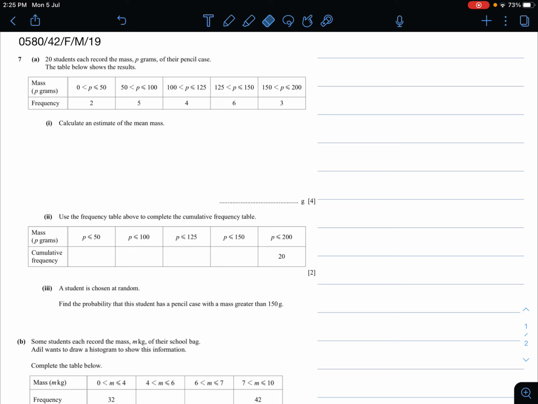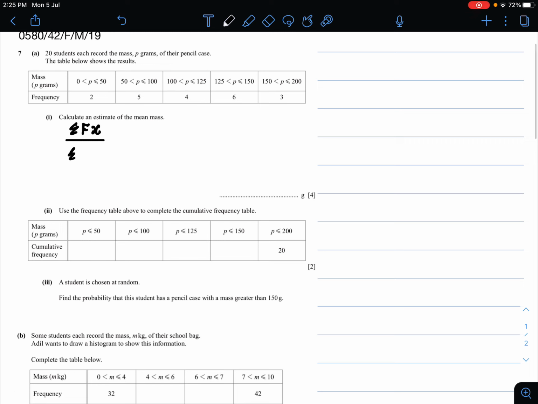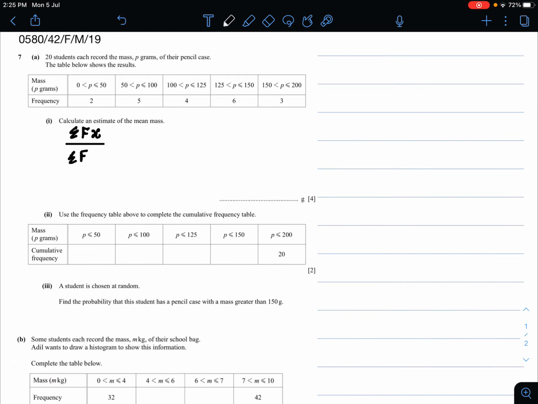Calculate an estimate of the mean. So mean in these cases, when there is frequency involved, has the formula summation fx divided by summation f. How you find summation fx is you multiply the middle term of the class width with the frequency. So for 0 to 50, the middle term would be 25. Basically, you take the average of the class width and multiply it by the frequency.